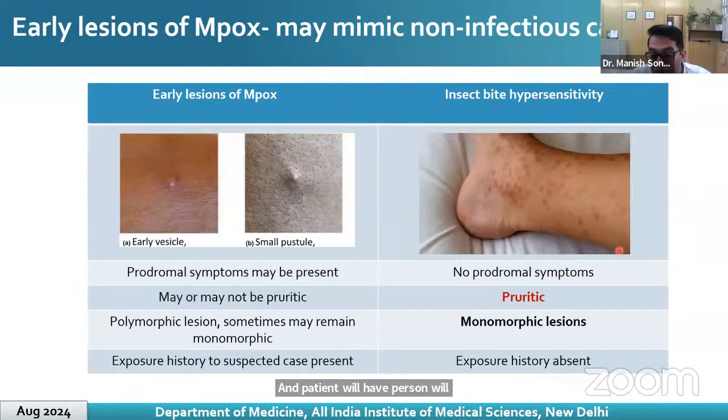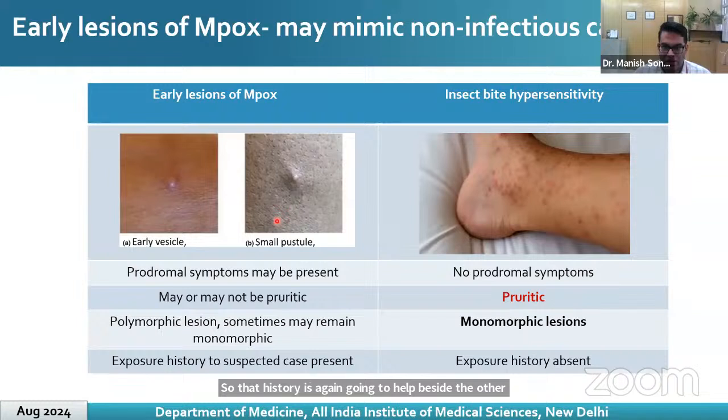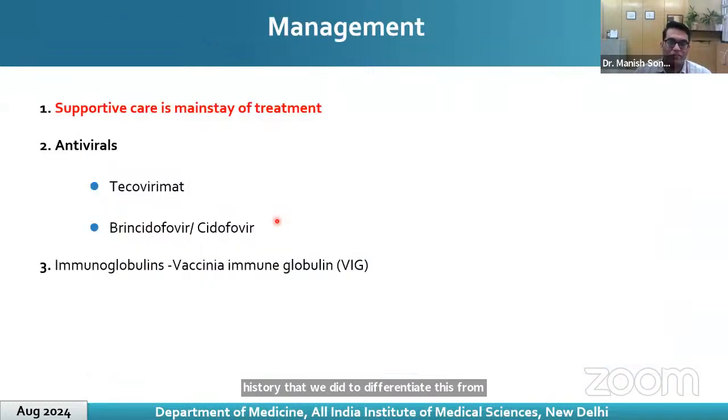and this will be intensely pruritic. Mind you, in Mpox the initial lesions, macular and papular lesions, may be confused with insect bite hypersensitivity, but they are painful and not pruritic. They become pruritic only when they scab. So that history is again going to help, besides the other history that we take, to differentiate this from insect bite hypersensitivity.